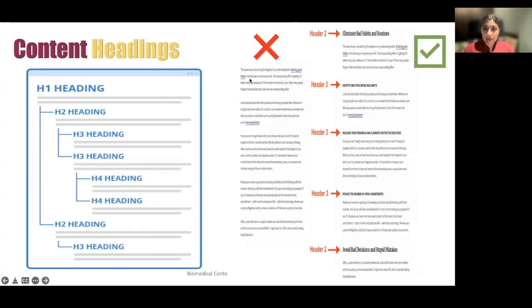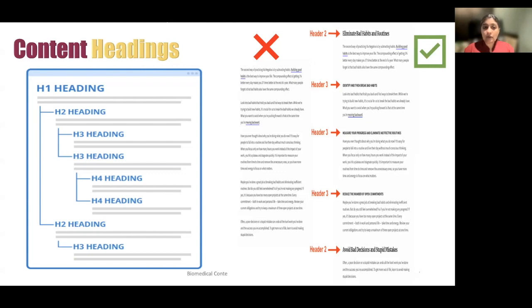Now, when we are writing content, we are used to writing in paragraphs. That's how we've been taught to write, maybe in school or in college. And that works, yes, for certain formats. But for the online format, we need to make sure that it is easy for both the algorithm to understand and for the reader to understand.